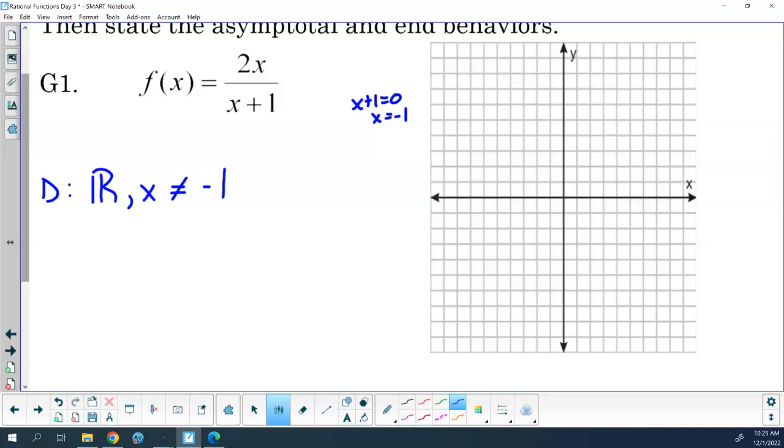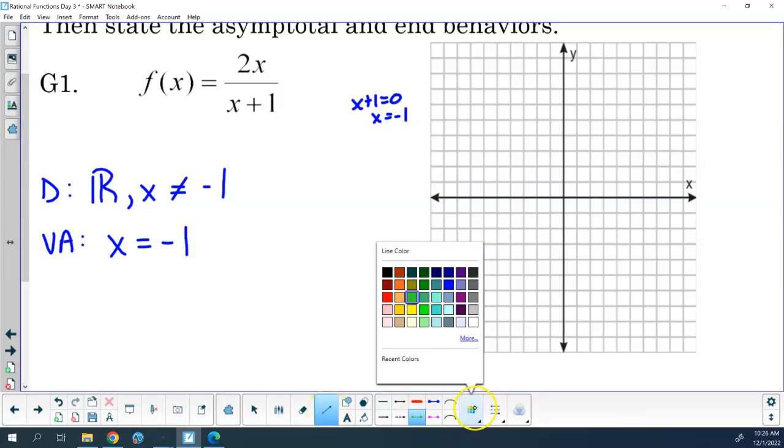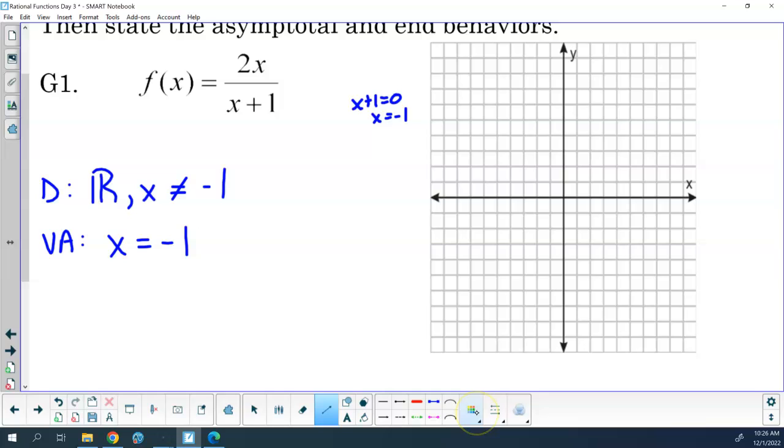Vertical asymptote. So what would the vertical asymptote be then for this function? X equals -1. Now that is a vertical line. Vertical asymptote is a vertical line. So we need to put that on our graph, and we're going to put that on our graph in dashed form at x equals -1. Gotta be dashed. Don't draw it in solid. I will mark it wrong.